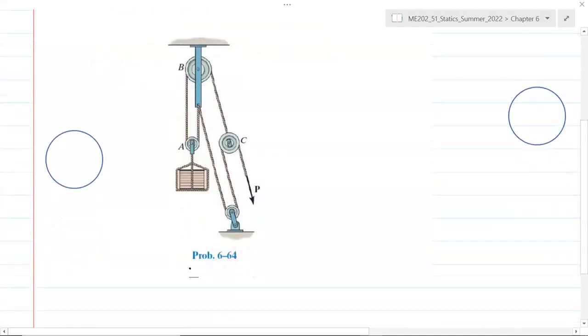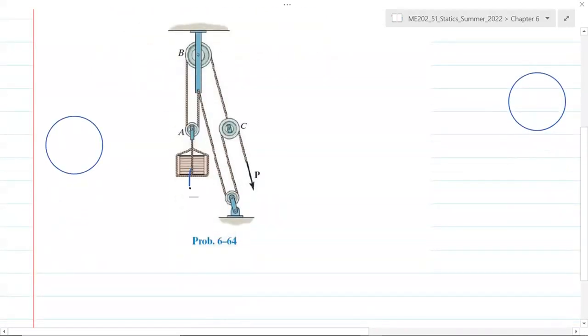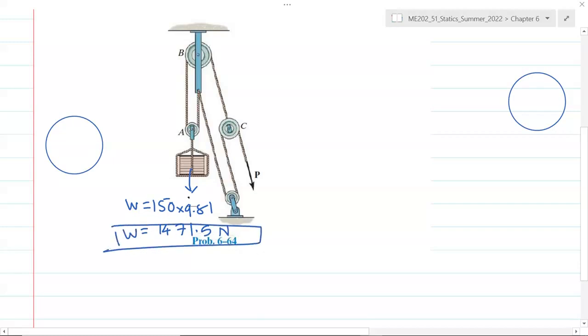So the mass of this crate is 150 kilograms, so its weight W is 150 multiplied by 9.81, which is 1471.5 newtons. Remember that force is in newtons. That's why we need to convert this kilograms into newtons, so multiply that with 9.81.